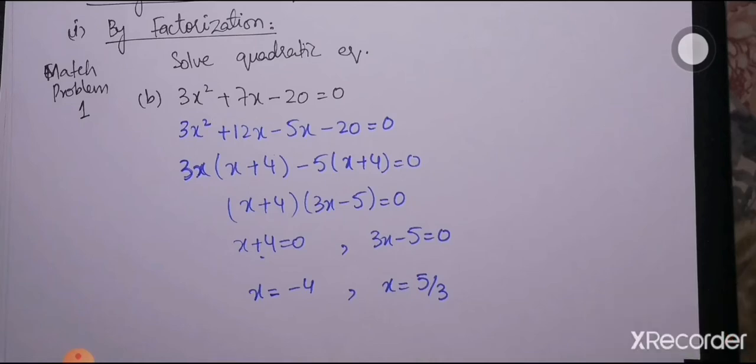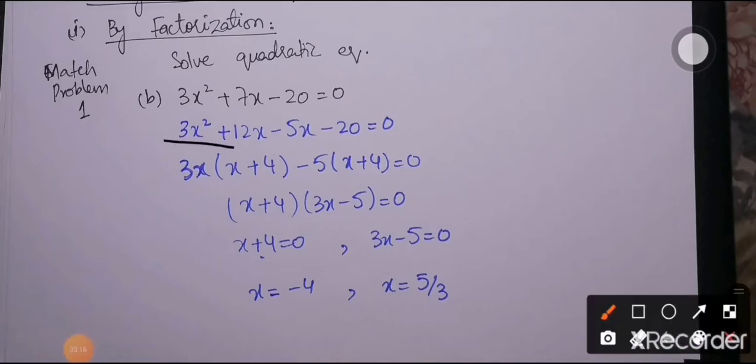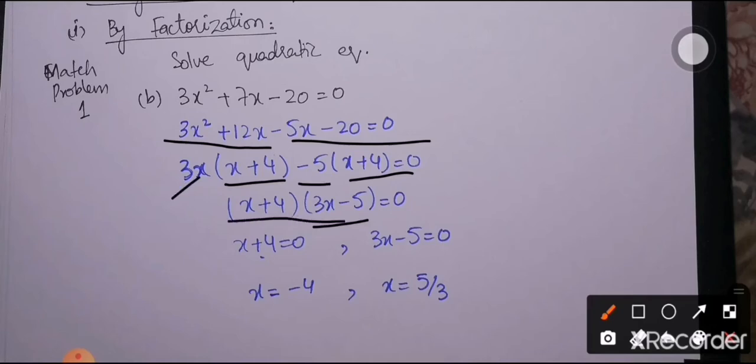So I have broken 7x into 12x minus 5x, and now I am going to take common from the two factors. I will take 3x common from the first two terms, so I will be left with x plus 4, and I will take minus 5 common from the other two, and I will be left with minus 5 into x plus 4. Now I will take x plus 4 common, and we will get the other factor to be 3x minus 5, 3x from here, minus 5 from here. So this is how we have performed the factorization.